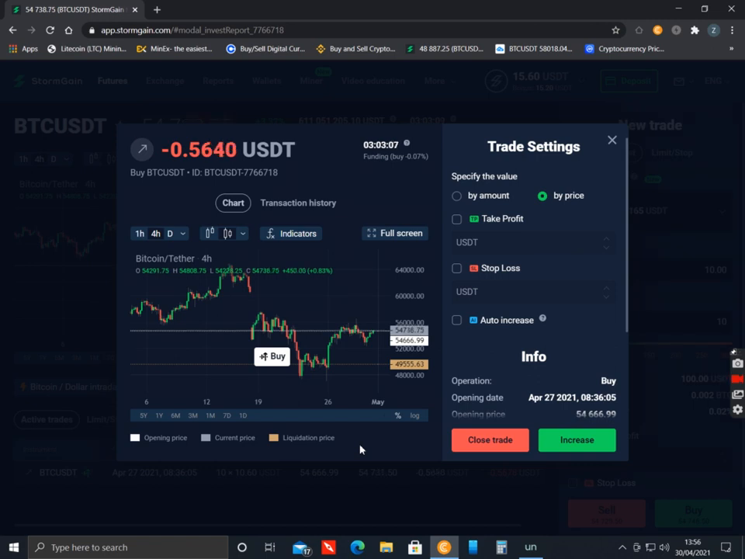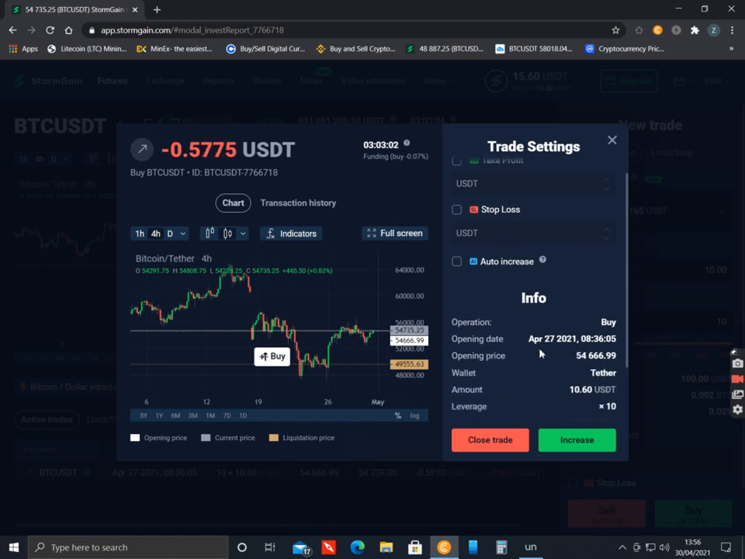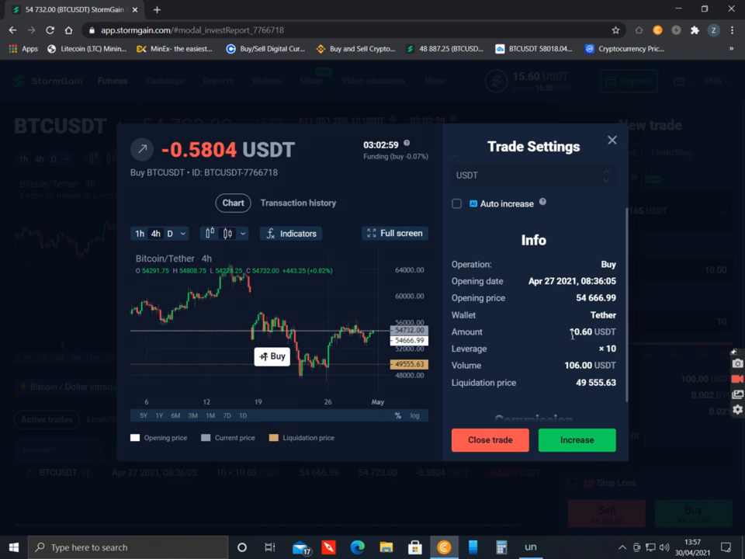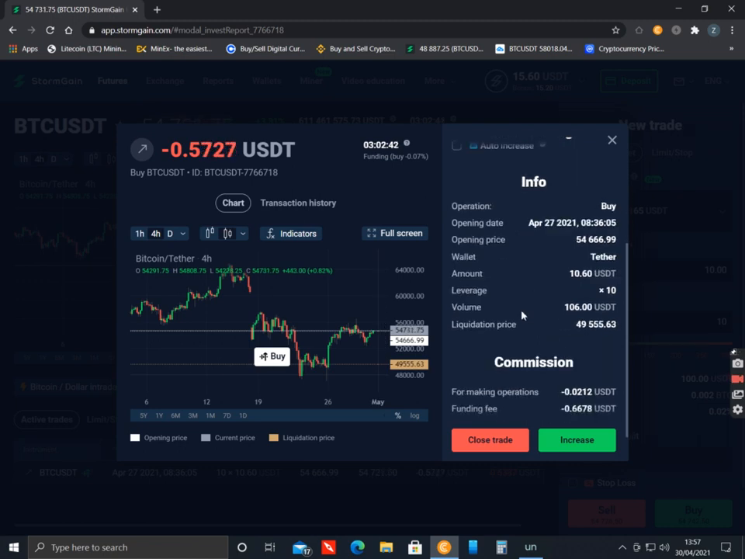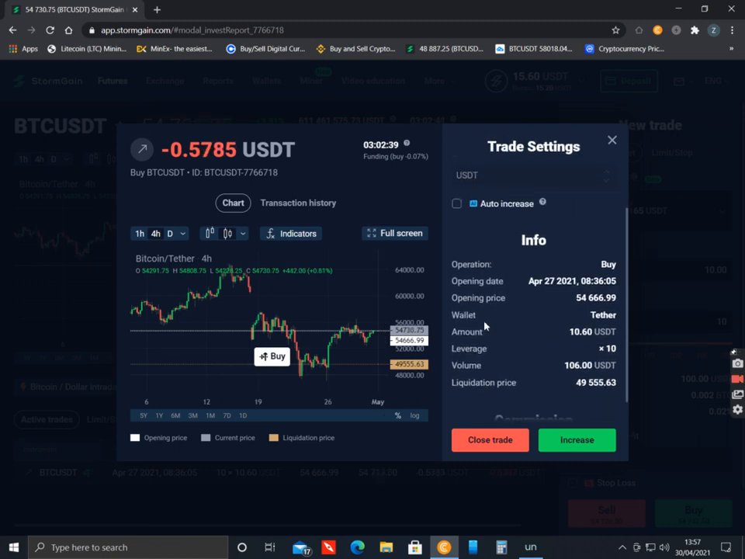So for example, I've got 10.6 USDT in this trade. If I was to let that run and didn't have a stop loss, and it ran all the way down to that line, even if it just touched that price, I would lose the whole lot. So stop losses and stuff like that are very important, guys. Just set it to an amount you're comfortable with losing, basically.